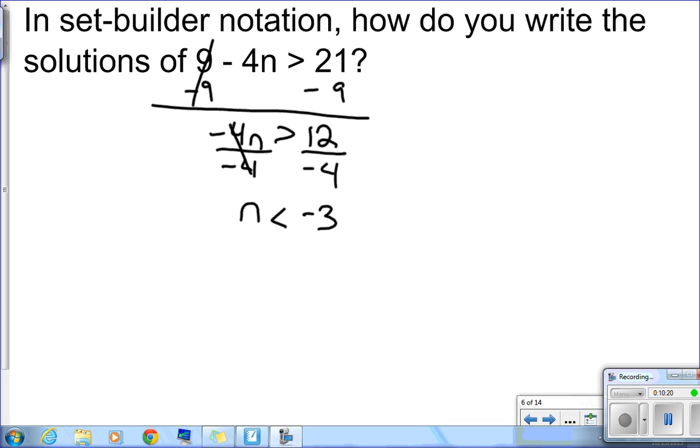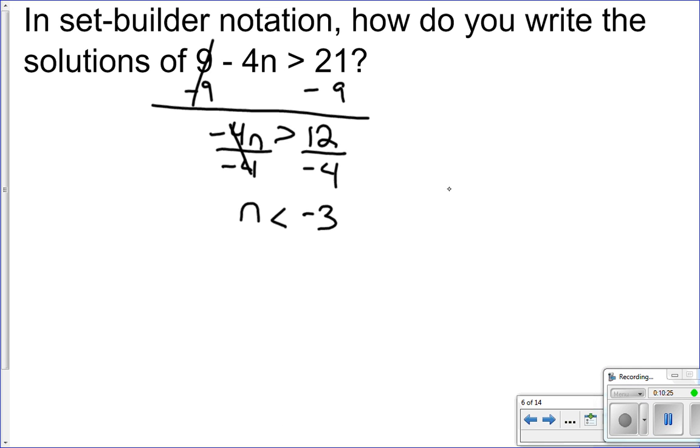Since n is less than negative 3, to write this in set builder notation, put the brackets, and since my variable is n, I'm going to use n. We've been using x the entire time in the past, but that's because my variable was x. I got to choose my variable. In this problem, my variable is n, so I have to use n. So the set of all real numbers n such that n is less than negative 3. And that is the answer.